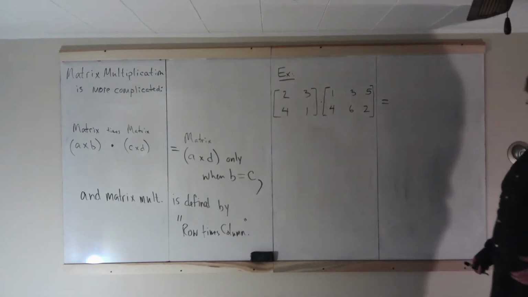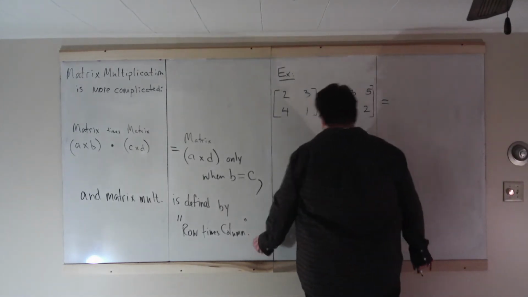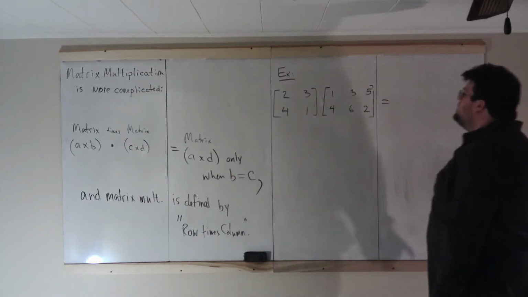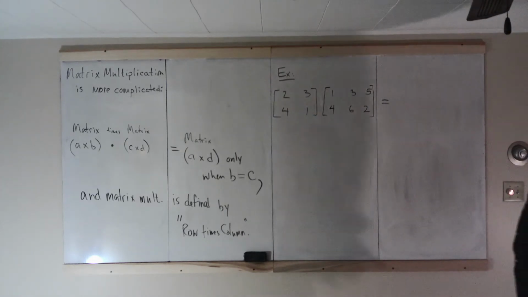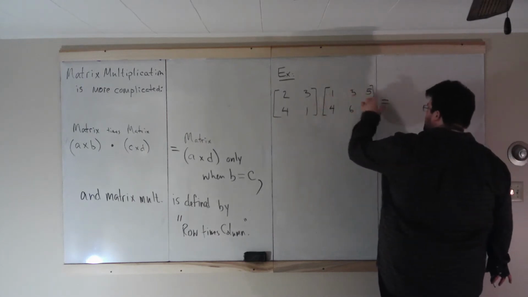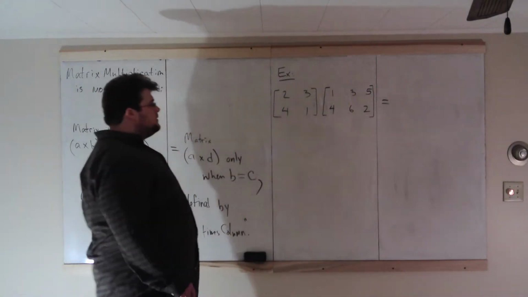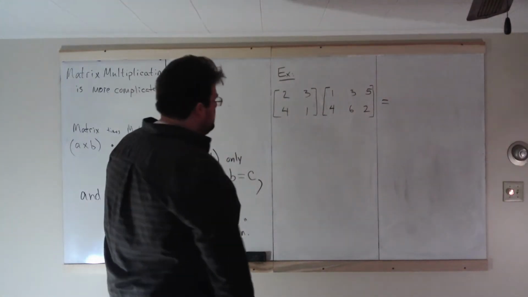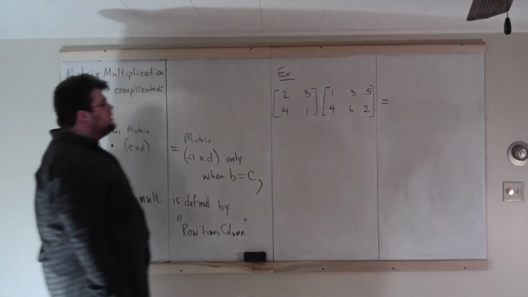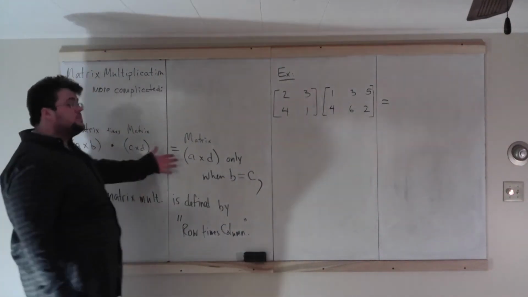What does all that mean? Well, let's look at this example. With matrices, you usually don't write out the dot in the middle for times, you just put them right next to each other. So we have the matrix 2, 3, 4, 1, and the matrix 1, 3, 5, 4, 6, 2. What are these sizes? I already told you this does exist, but why does it exist? If we figure out this part, it will not only tell us whether it exists, it also tells us the size of our answer.